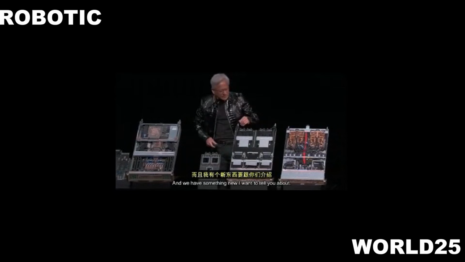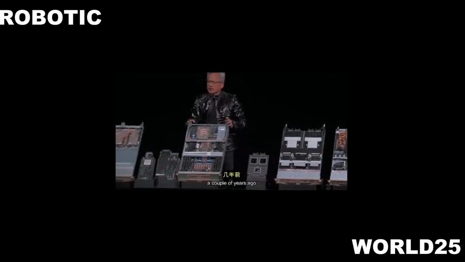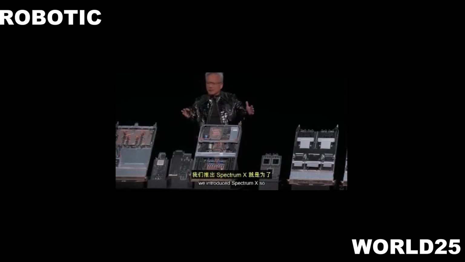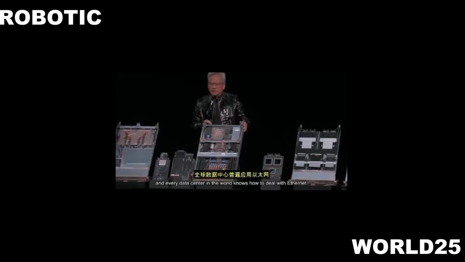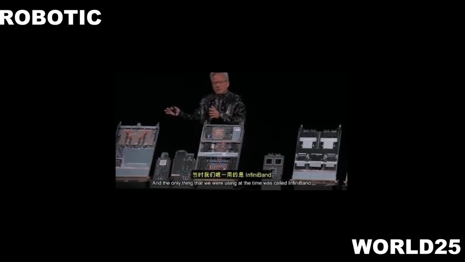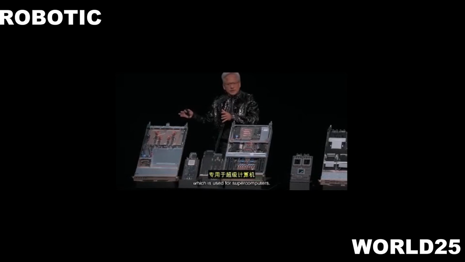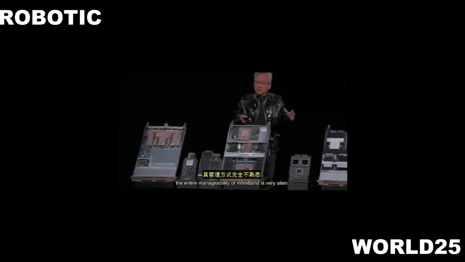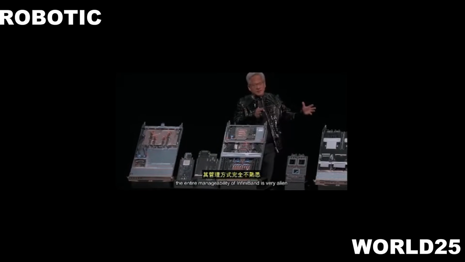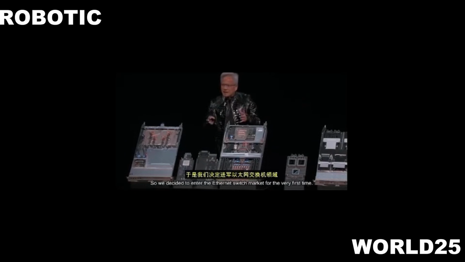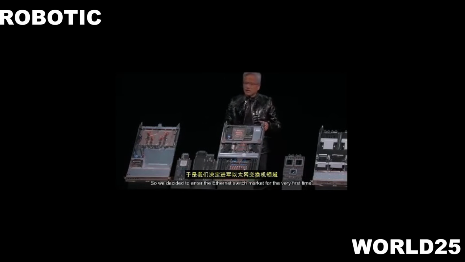And we have something new I want to tell you about. Just as I mentioned, a couple of years ago, we introduced Spectrum X so that we could reinvent the way that networking is done. Ethernet is really easy to manage, and everybody has an Ethernet stack, and every data center in the world knows how to deal with Ethernet. And the only thing that we were using at the time was called InfiniBand, which is used for supercomputers. InfiniBand is very low latency, but of course the software stack, the entire manageability of InfiniBand is very alien to the people who use Ethernet. So we decided to enter the Ethernet switch market for the very first time.